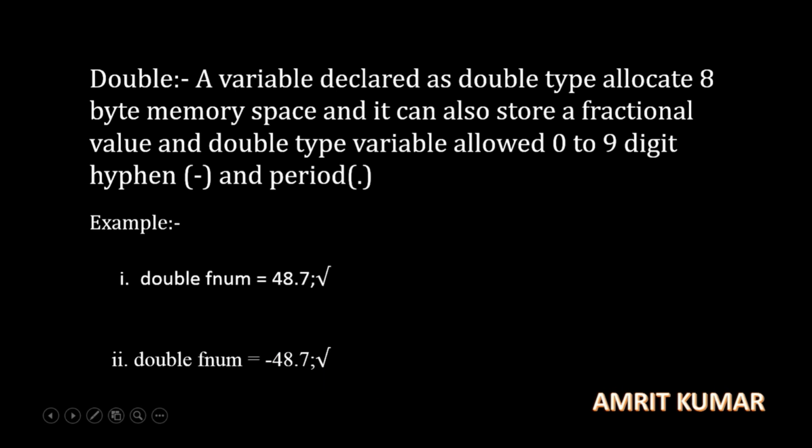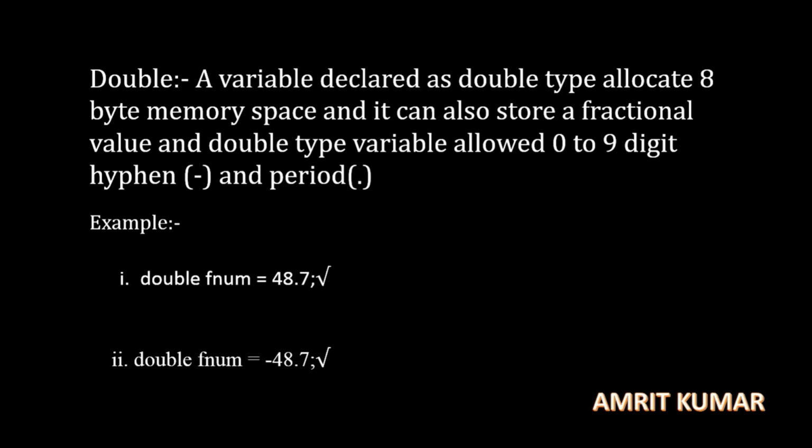So moving on to the next data type, that is double data type. A variable declared as the double type allocates 8 byte memory space, and it can also store a fractional value, and a double type variable allows 0 to 9 digits, a hyphen and a period. So double type is the same as float data type, but its size is different. Its size is larger. Its size is twice that of the float data type. Its size is 8 byte in the memory.